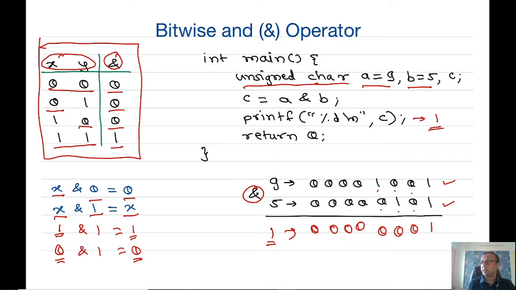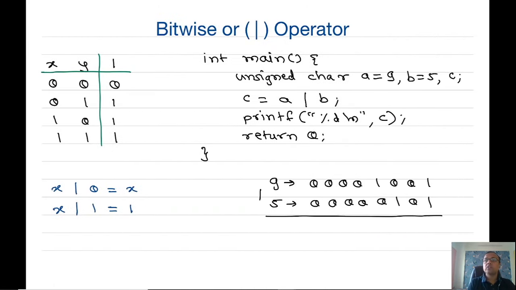We can go a step ahead. As you understood bitwise AND, let us quickly talk about how bitwise OR comes into the picture. Take a look at the truth table once again. Bitwise OR says that if any one bit is 1, then the result will be 1. Again, it operates on 2 bits and produces the result. Here both bits are 0, so the result is 0. Here one bit is 1, result is 1. Here one bit is 1, result is 1. And obviously both bits are 1, result is 1.